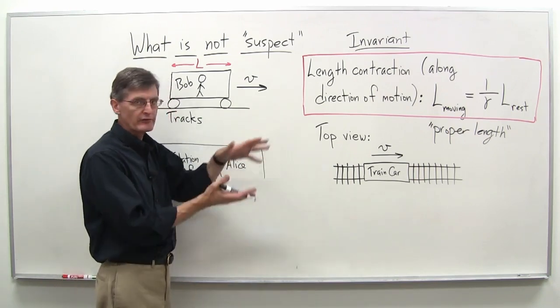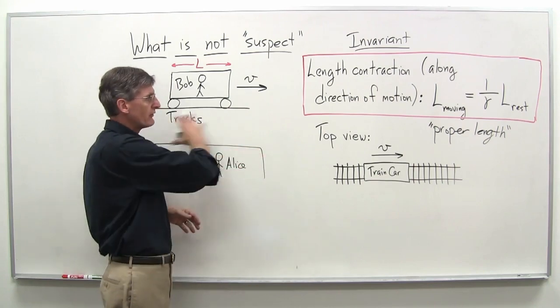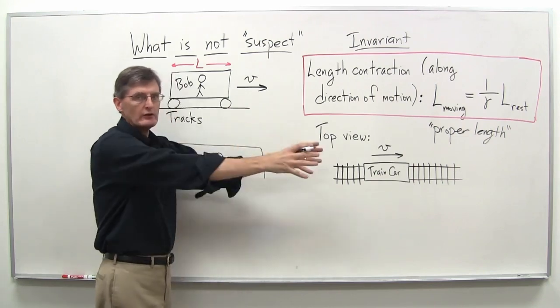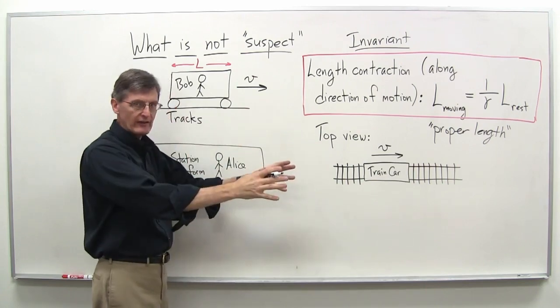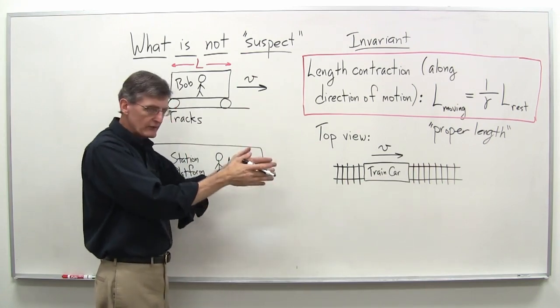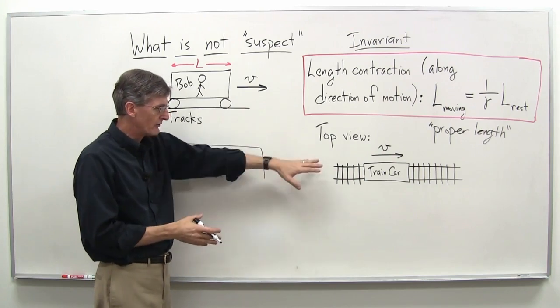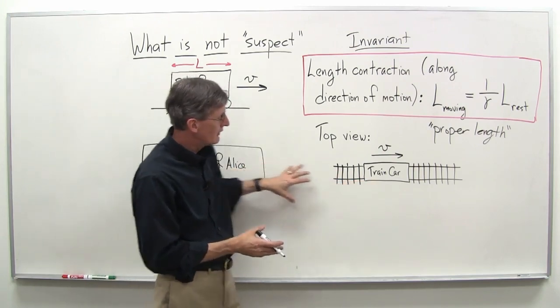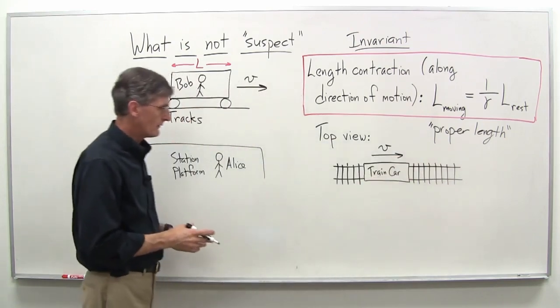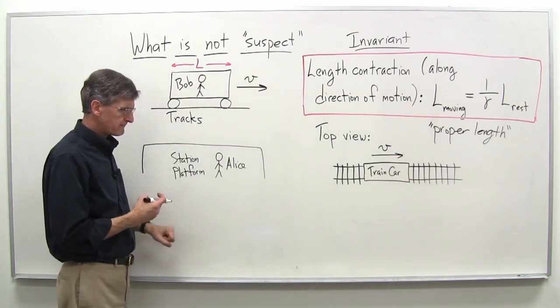And let's consider the width of the train car. All our analysis so far, really, we've been emphasizing just one dimension of motion along the x direction, but let's just imagine we can span it out just a little bit and consider width and height here. So here's the top view of our train car, Bob's train car. It goes along the tracks, some high speed v.